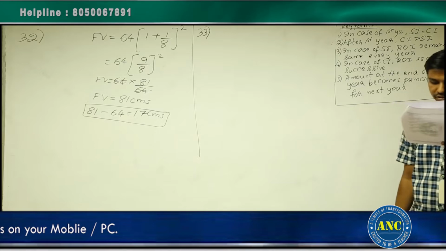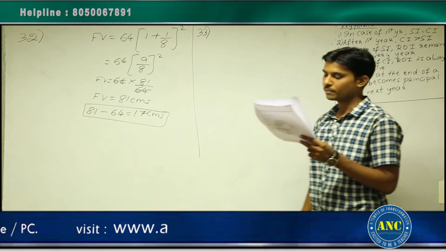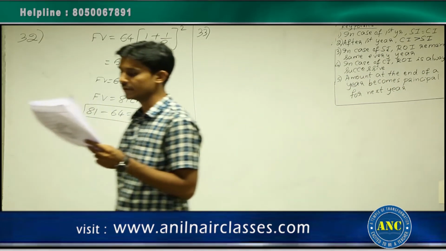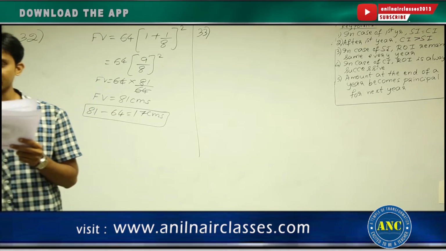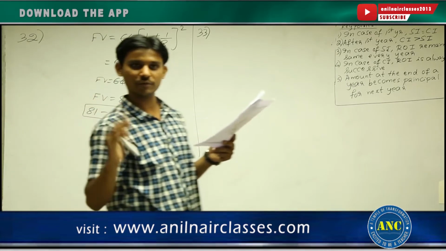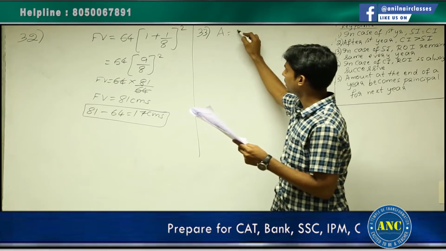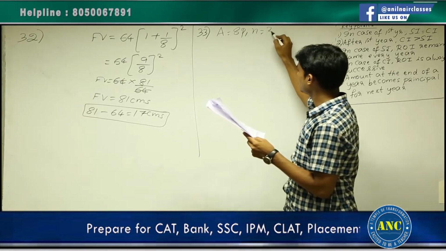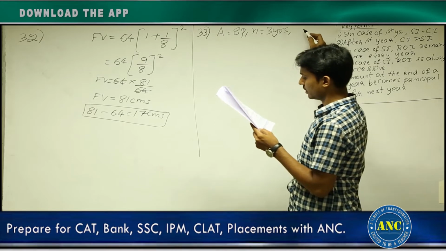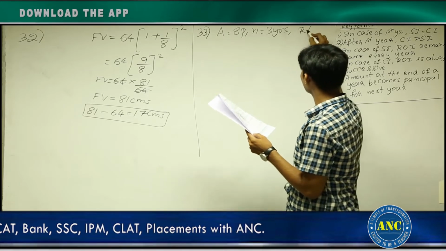Please see here, 33rd question. A sum of money becomes 8 times of itself in 3 years at compound interest. Find the rate of interest. If you remember, similar to this, we had a simple interest question. Now it is compound interest. Sum of money becomes 8 times of itself. Number of years is 3 years. What else is given? That's all. I need to find the rate of interest.